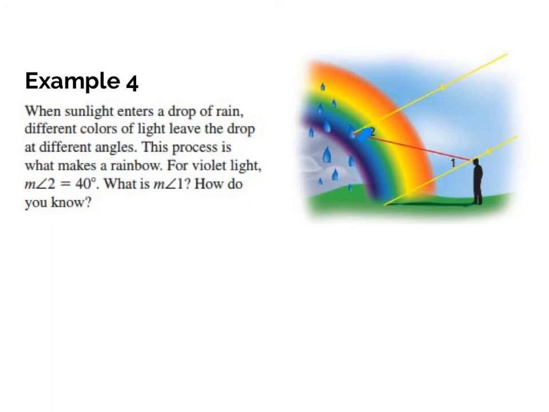Okay, so here it says that this process makes the rainbow, and that for violet light, the angle formed between when the light comes in and bounces off that water molecule is going to occur at 40 degrees. So it's telling you right here that the angle 2 measured there is going to be 40 degrees. And using that, I want to know what is the measure of angle 1.